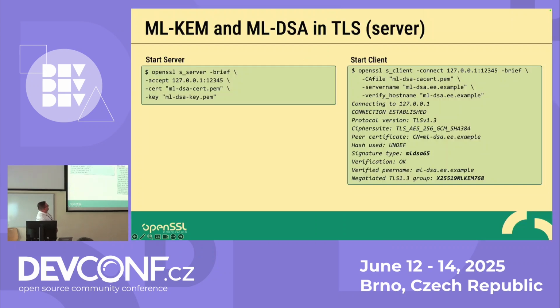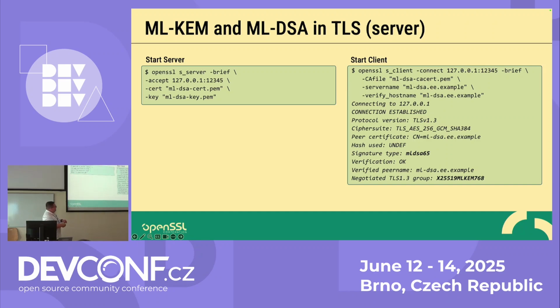Again, you can use our S server and S client. So we generated certificate, we generated key. So we started with the generated certificate and certificate key. We started server, and we used client, and we had to use CA file, because we didn't generate any common CA, so we had to specify that we want to use that specific CA. We did it for MLDSA EE.example, so we had to specify that we'll match it.